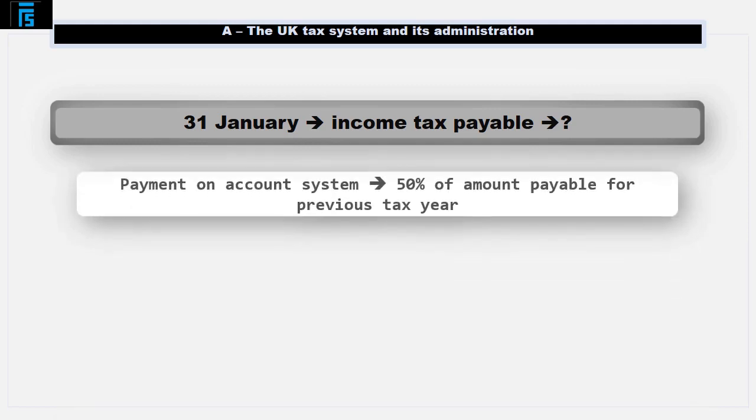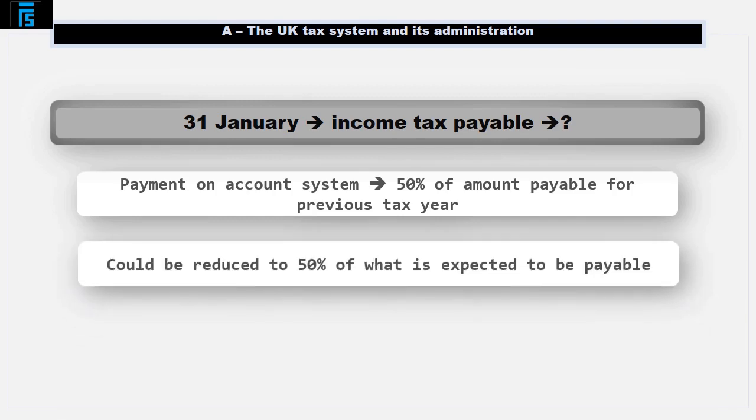So the payment on account system says that we'll take the amount payable for the previous tax year and set the payments on account as 50% of this. This is the maximum that the taxpayer will have to pay as a payment on account. But if there is reason to believe the tax payable for the year will be less, the taxpayer can ask to reduce the payments on account to 50% of what they expect to be payable for the year.